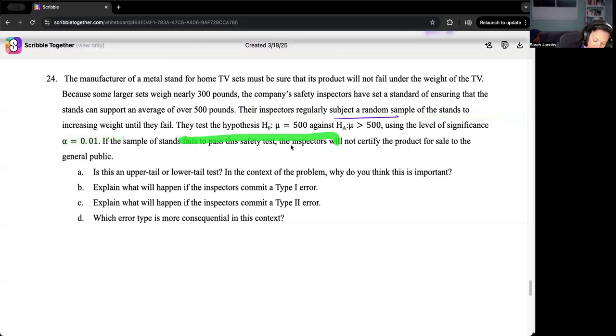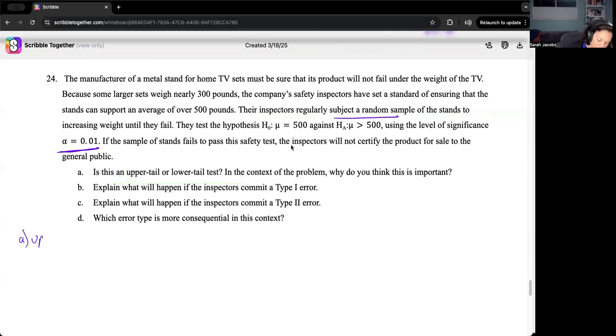They test the hypothesis that the average weight they fail at is 500 against the alternative that the average weight they fail at is greater than 500, using the level of significance of alpha equals 0.01. Again, higher stakes, lower significance levels. If the sample of stands fails to pass this safety test, the inspectors will not certify the product for sale to the general public. Okay. So is this an upper tail or lower tail test? And then in the context of this problem, why do you think this is important?